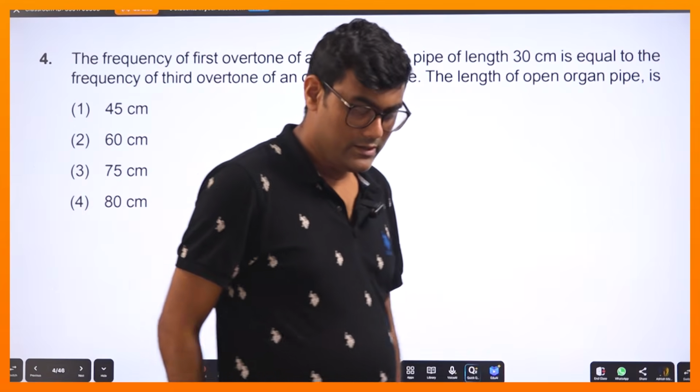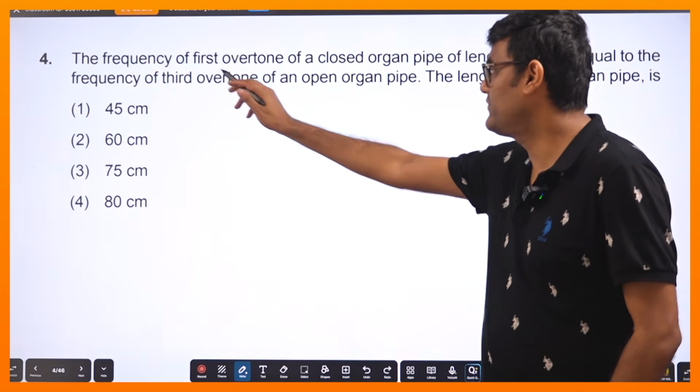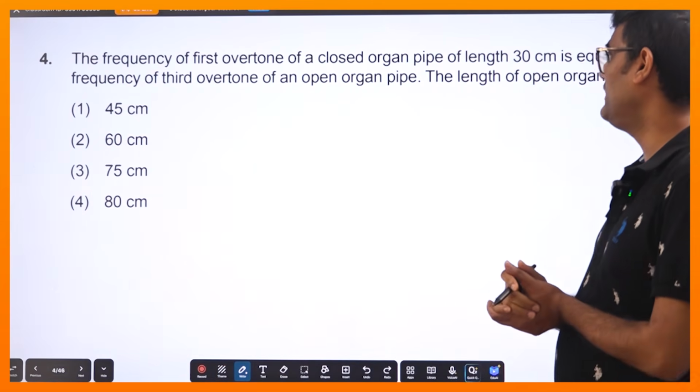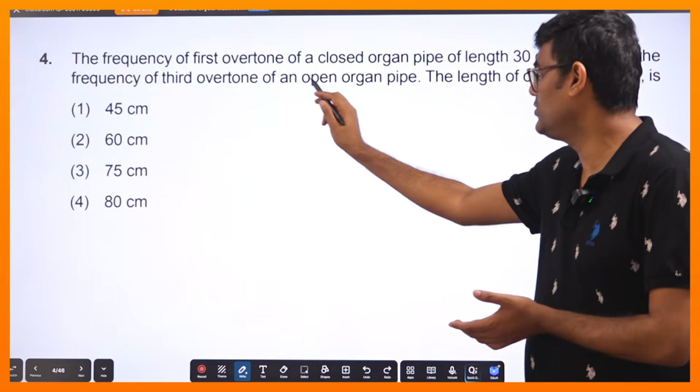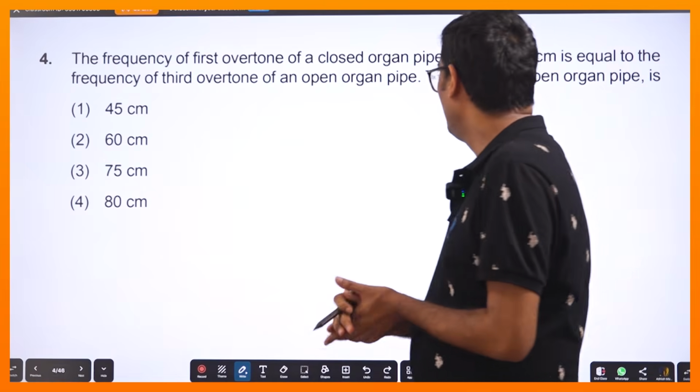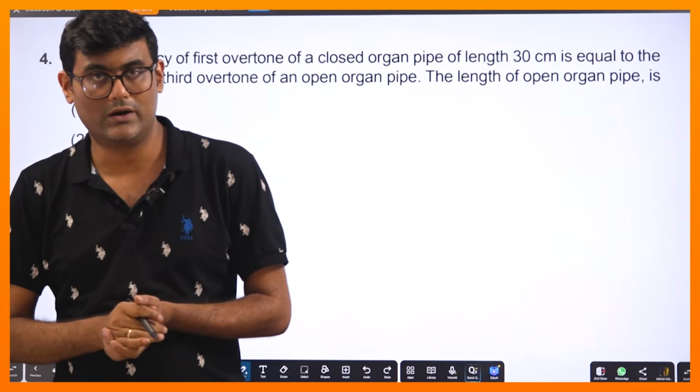Next question, talking about an organ pipe and its frequency. The frequency of the first overtone of a closed organ pipe is equal to the third overtone of an open organ pipe. What is the length of the open organ pipe?